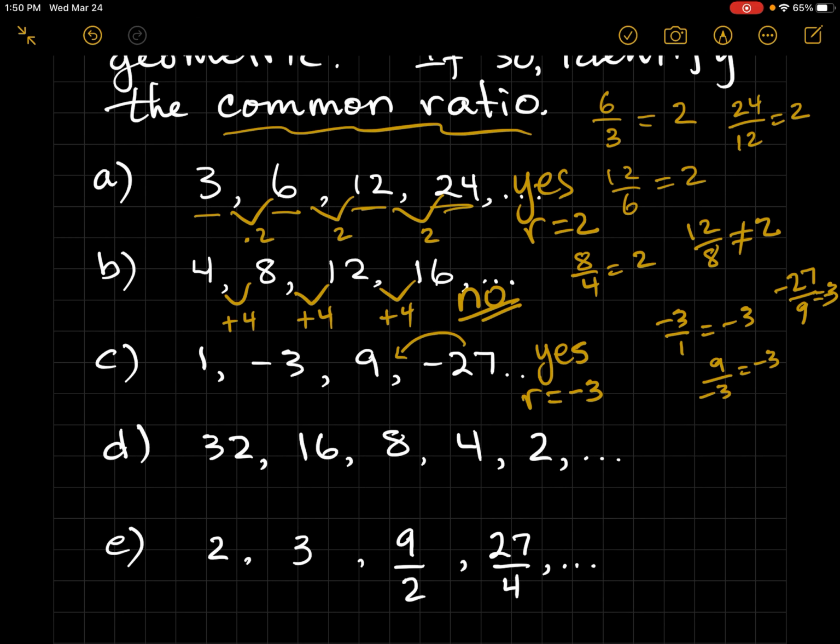Let's look at D. 16 divided by 32 reduces to 1/2. 8 divided by 16 also reduces to 1/2. 4 divided by 8 is also 1/2. And 2 divided by 4 is also 1/2. So the ratio is 1/2. And yes, this is geometric.